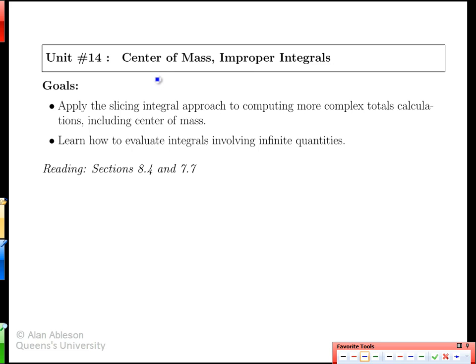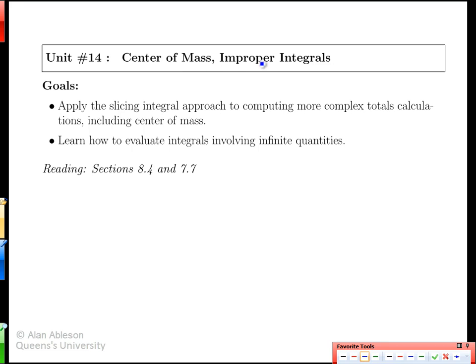In this unit, we're going to focus on integration again, but we're going to look at two fairly unrelated topics here. One is going to be calculations of center of mass and any related idea of slicing up objects and to work with something other than pure area and volume. So that's going to be an extension of what we've seen before.